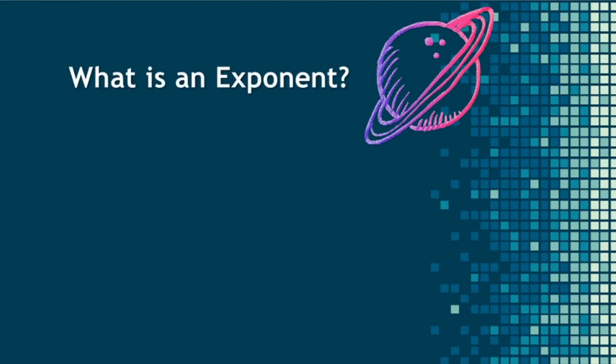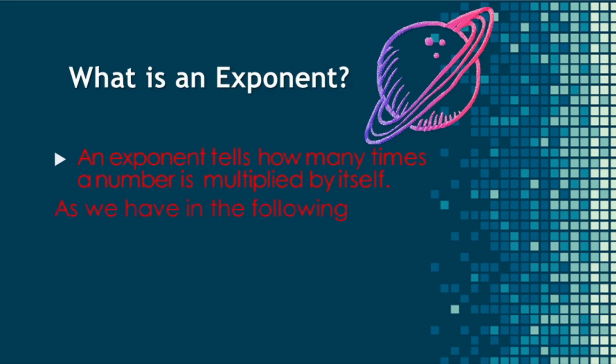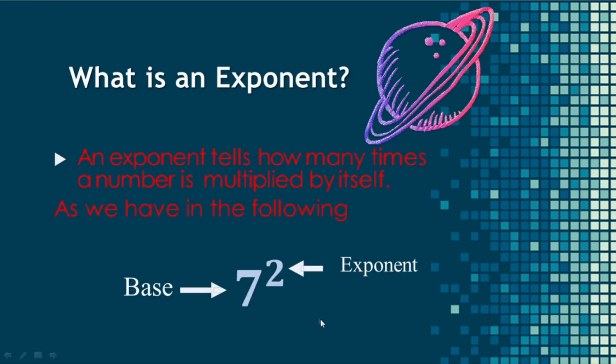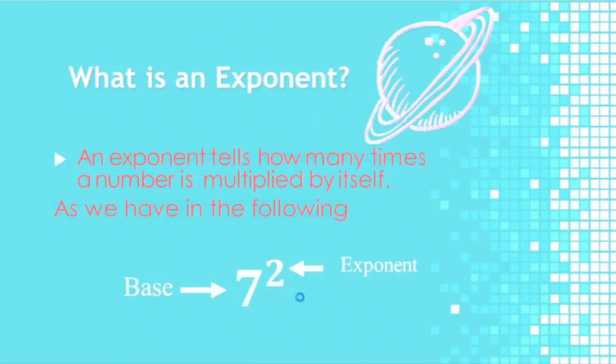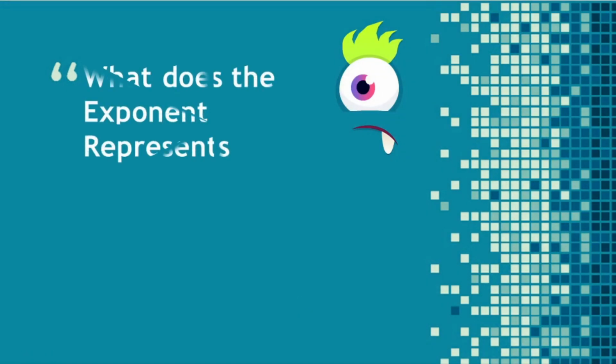Now we have to know the meaning of exponent. We know the parentheses, now we want to know an exponent. It tells how many times a number is multiplied by itself. As we have in the following example, 7 is the base number and 2 is the exponent. But I have a question. What does the exponent represent? Does it represent, like, 7 and 2 is the exponent, maybe 7 times 2?